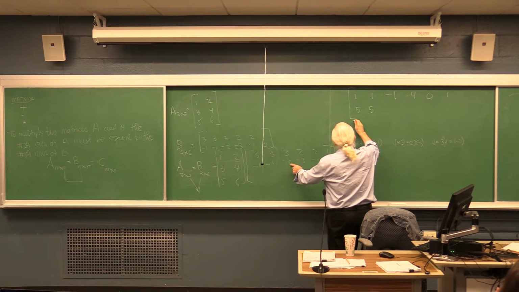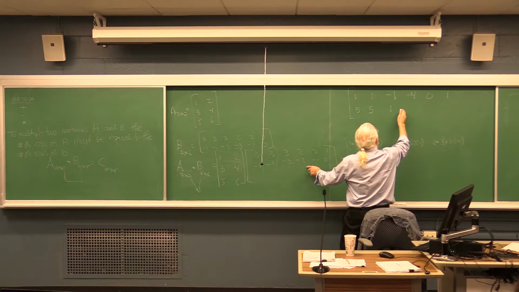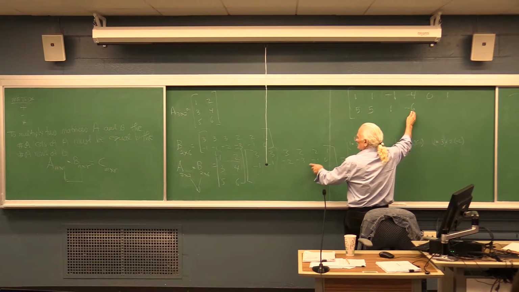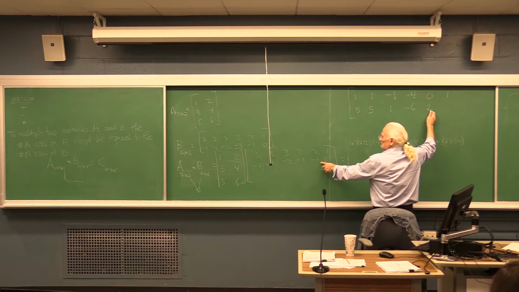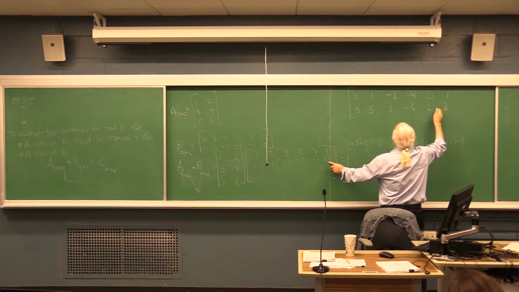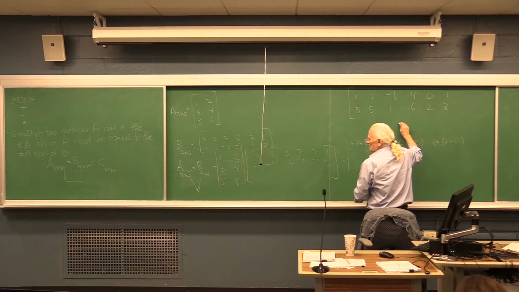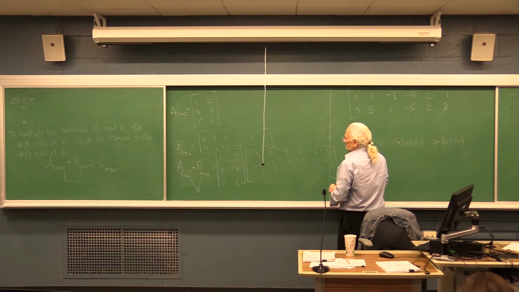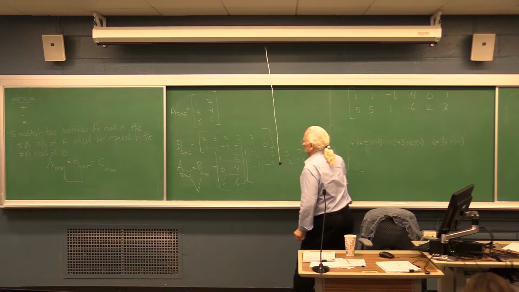Then you'll have 9 minus 8, 1. 6 minus 12, negative 6. 6 minus 4, 2. And 3. Okay? So then you have this, right?